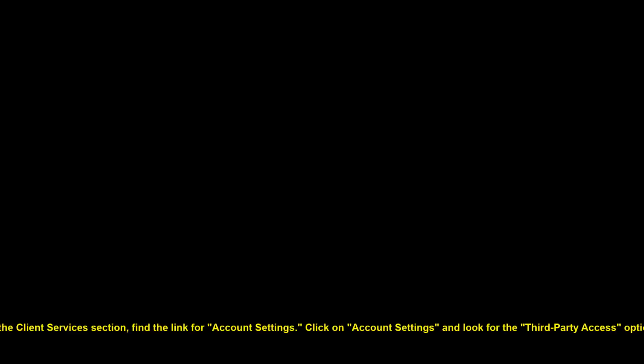In the Client Services section, find the link for Account Settings. Click on Account Settings and look for the Third-Party Access option. Select Third-Party Access to manage authorization settings. You will see an option to add or modify third-party authorizations.